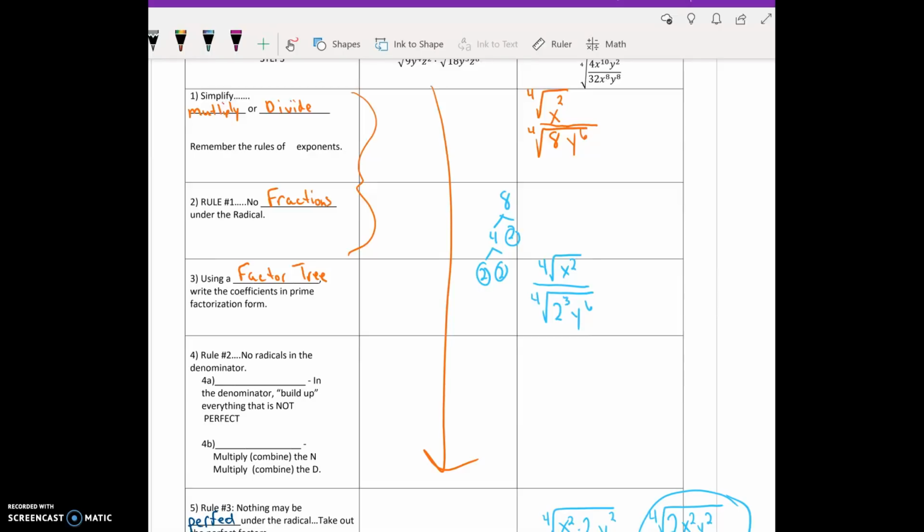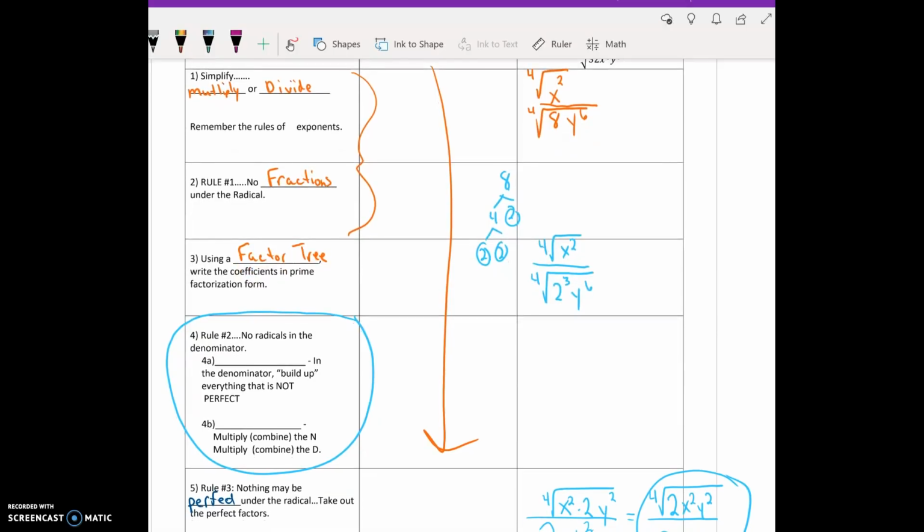So this is the part that can get a little daunting. This is fixing the second rule that says you cannot have a radical in the denominator, and right now we do. This process is called rationalizing. So we will rationalize the denominator. I'm just going to rewrite the problem here.